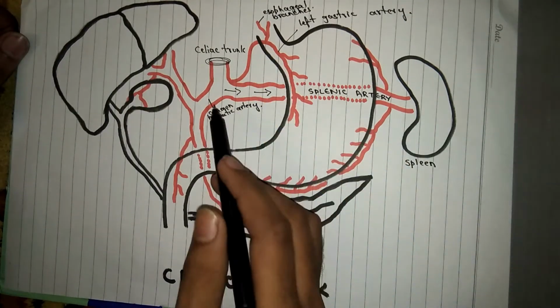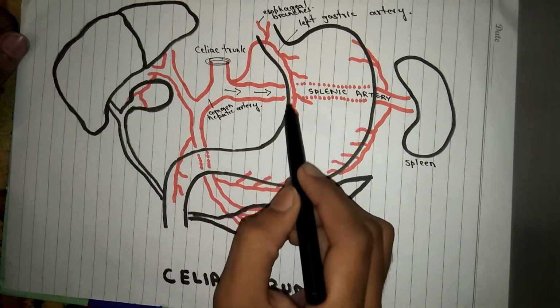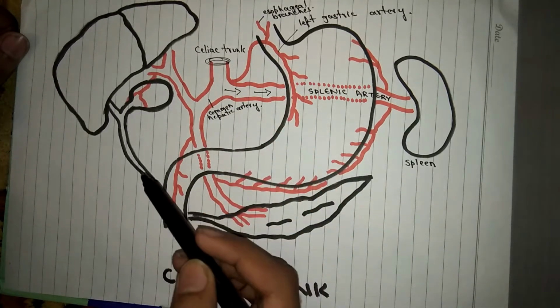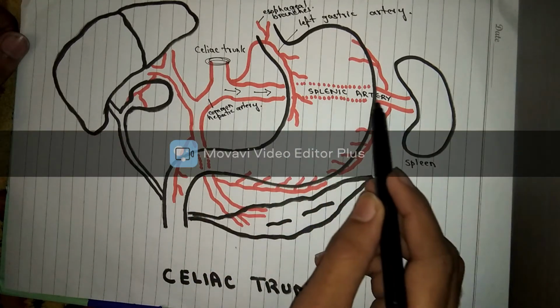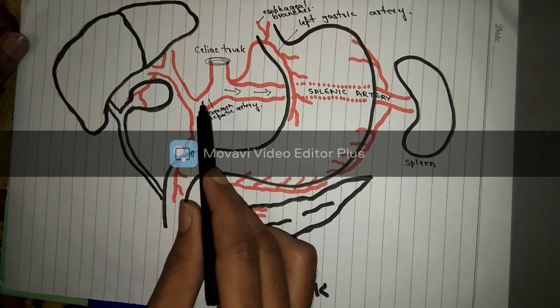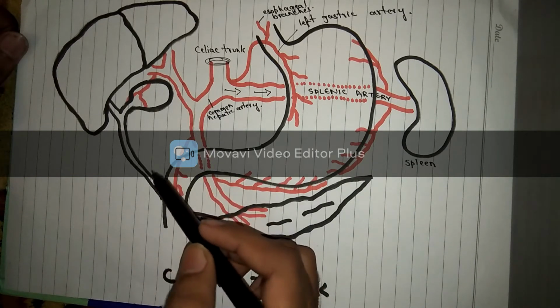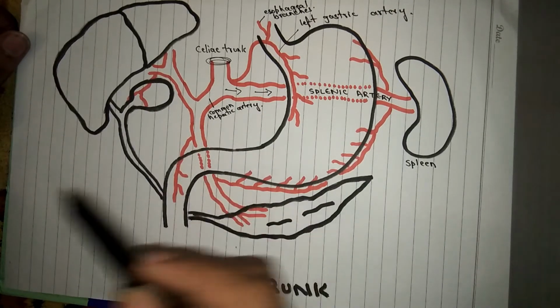So the three major branches of the celiac trunk are the left gastric artery, supplying the upper part of the lesser curvature of the stomach, the splenic artery going directly into the spleen, and the common hepatic artery, which is going to divide, and we're going to look into it in a moment.